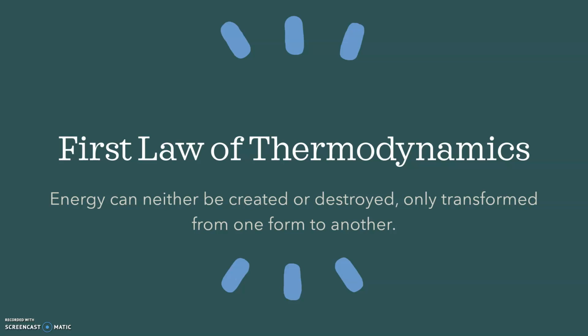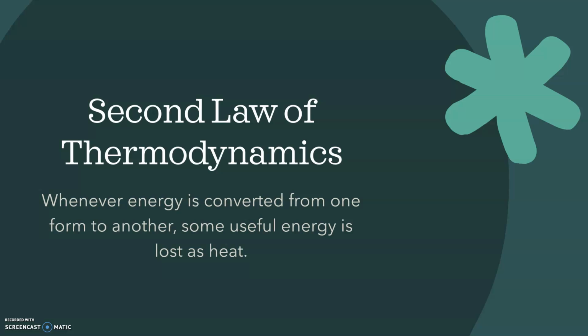This leads us to thermodynamics. The first law of thermodynamics states that energy can neither be created nor destroyed, only transformed from one form to another. The amount of energy in a closed system is constant. The second law of thermodynamics states that whenever energy is converted from one form to another, some useful energy is lost as heat.